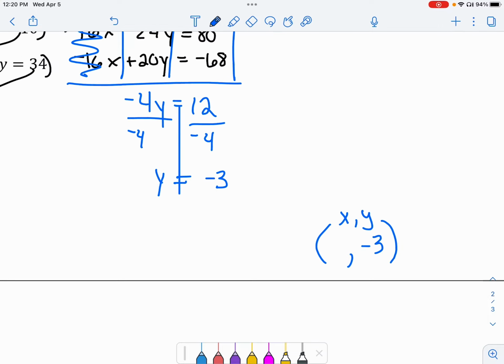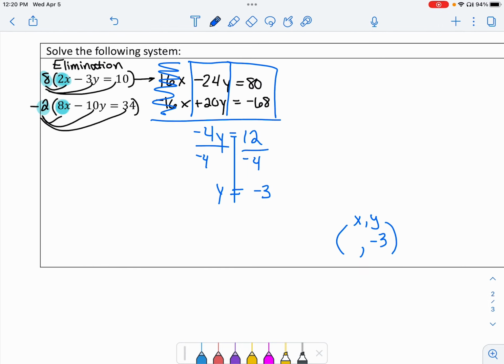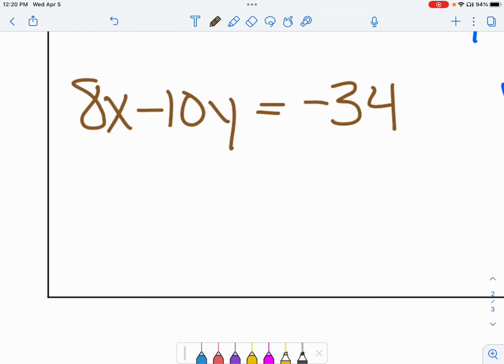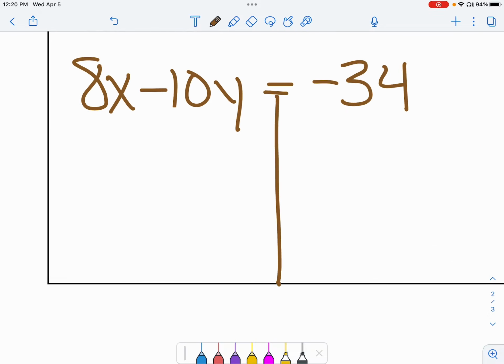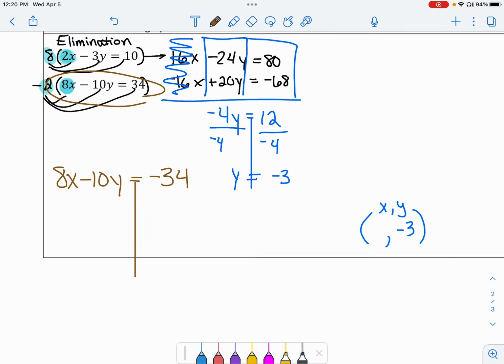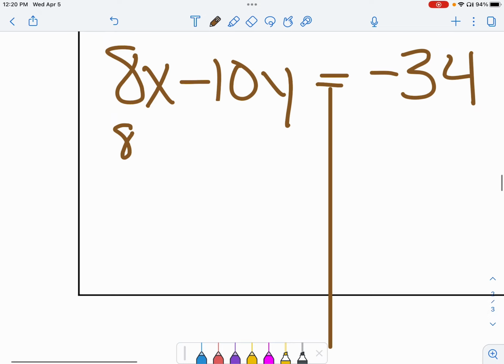Now what we're going to do is plug that -3 into anything from the original. So how about we just put it into 8x minus 10y equals -34. It legit doesn't matter. I plugged it into that one. And what did we just get? I can't remember. -3. So 8x minus 10 times -3 is -34.